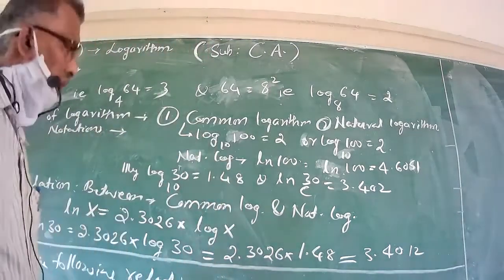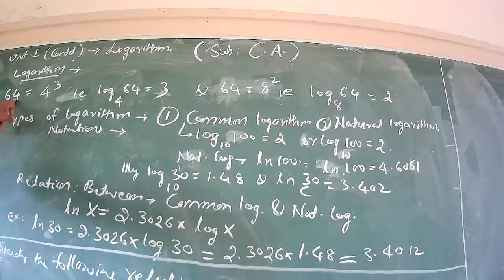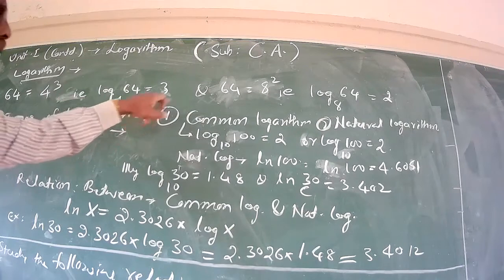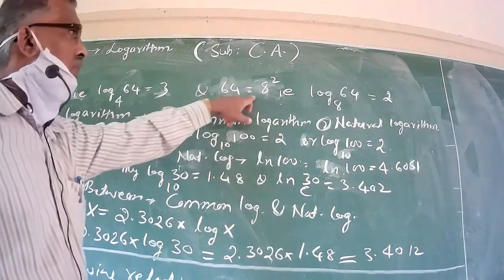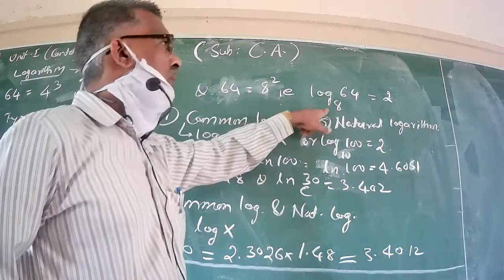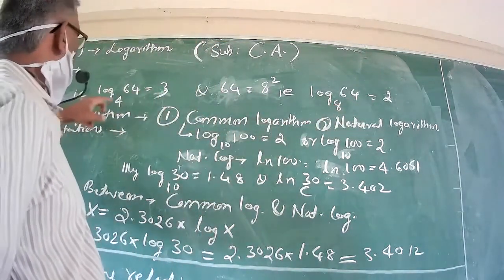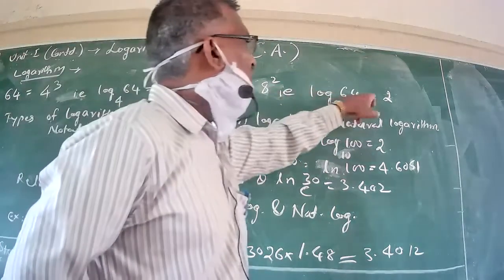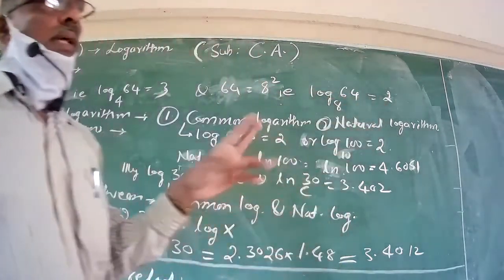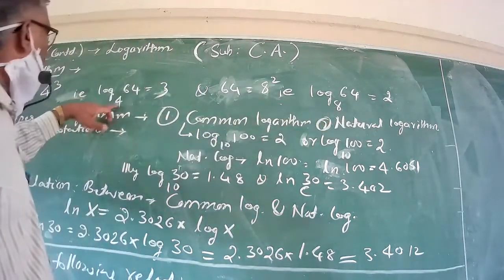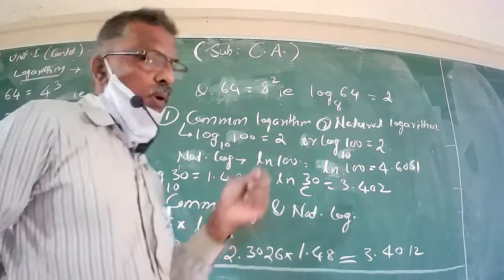Now we have seen, say, 64 equals 4 cubed, that is, log of 64 to the base 4 equals 3. Also 64 can be written as 8 squared, that is, log of 64 to the base 8 equals 2. Here log of 64 is 3, here log of 64 is 2. So there is a difference because the base is changed. Here base is 4, here base is 8. So base is very important.